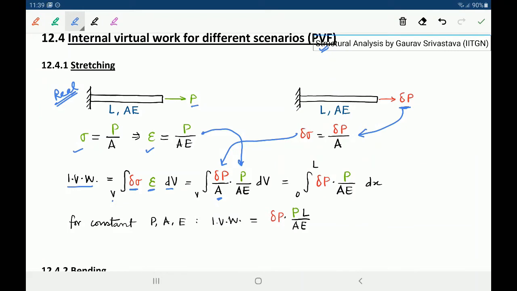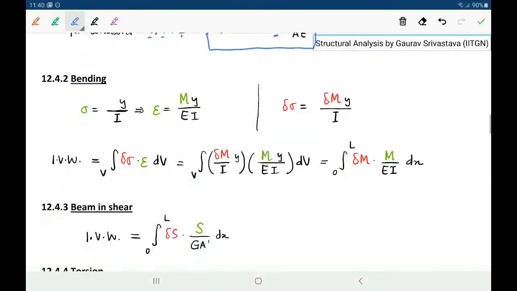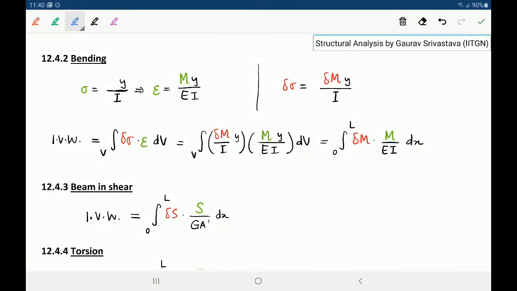So this is the internal virtual work, where this is the virtual force times the real force divided by AE dx. In stretching kind of members, there is often a situation where P, A and E are all constant with respect to x. In that case, this length integral also integrates out, and we get internal virtual work as virtual force times real force times L by AE. Similarly, we can look at the situation for bending.